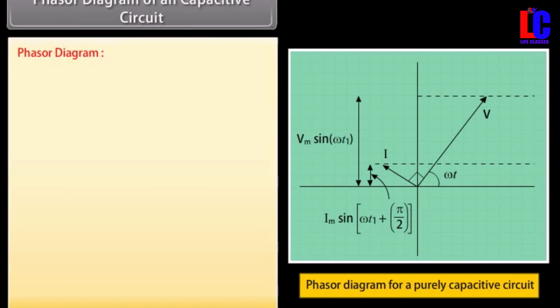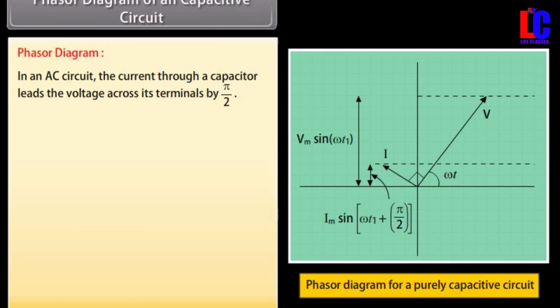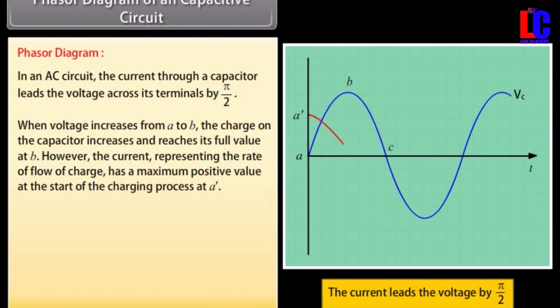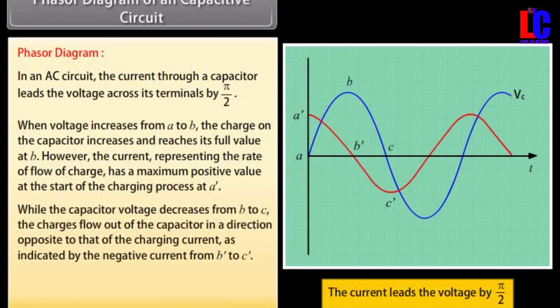Phasor diagram of a capacitive circuit. In an AC circuit, the current through a capacitor leads the voltage across its terminals by π/2. When voltage increases from A to B, the charge on the capacitor increases and reaches its full value at B. However, the current, representing the rate of flow of charge, has a maximum positive value at the start of the charging process at A', while the capacitor voltage decreases from B to C.